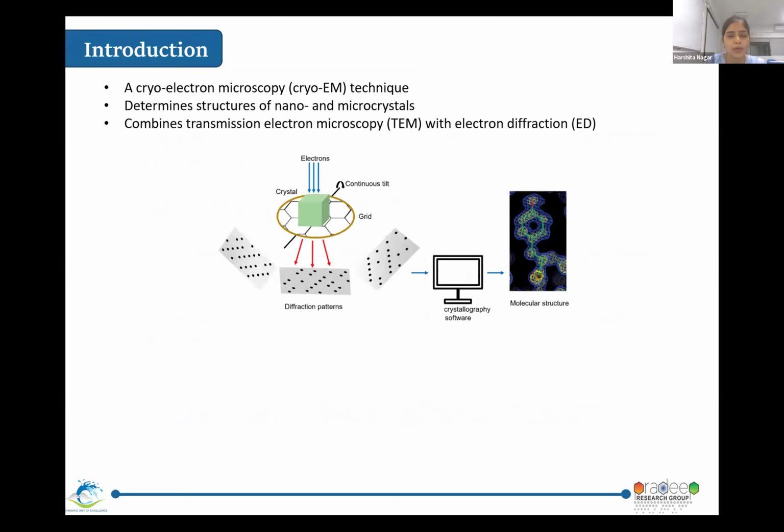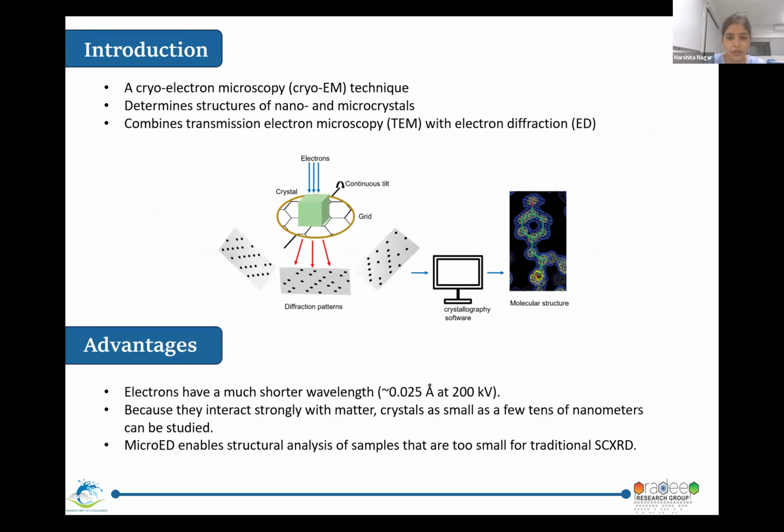It is a cryo-electron microscopy technique used to determine the structure of nano and microcrystals, and microcrystal electron diffraction combines TEM, that is transmission electron microscopy, with electron diffraction. The advantages I already told. Since X-rays have a wavelength of around 1 angstrom, electrons have a much shorter wavelength of around 0.025 angstrom at 200 keV. There is also a very strong interaction between the electrons and matter, because of which even crystals of a few nanometers can be studied using this technique. So MicroED enables structural analysis of samples that are too small for traditional single crystal X-ray diffraction.